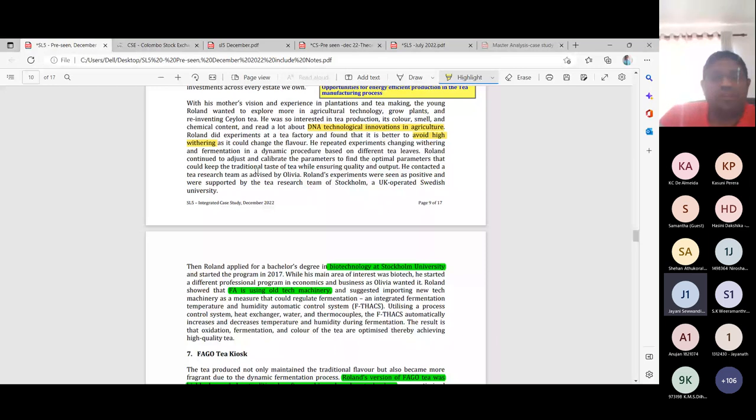DNA technology innovation in agriculture. So good guy, his thinking is good. Initially, it was mentioned that he's working with a research firm also. There were some informations, right?